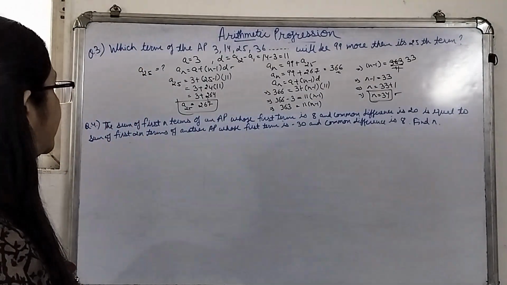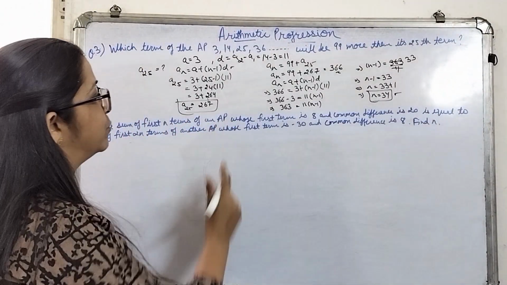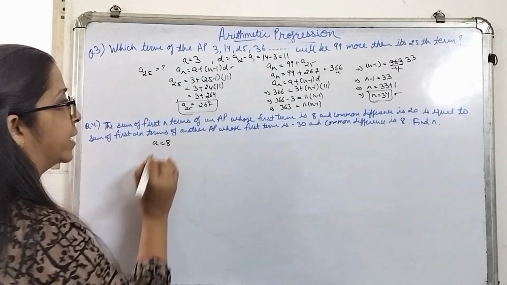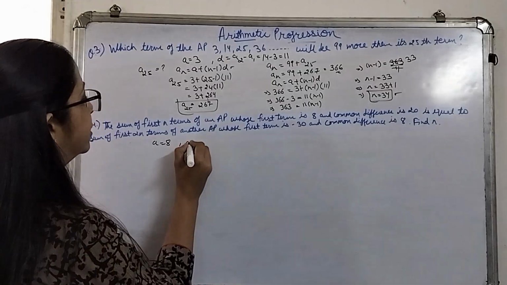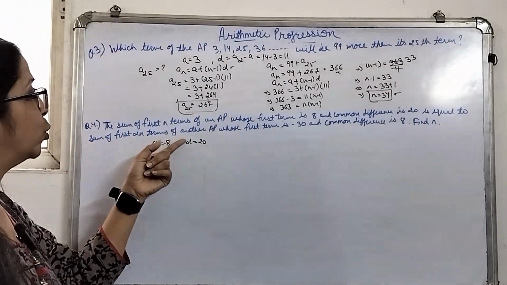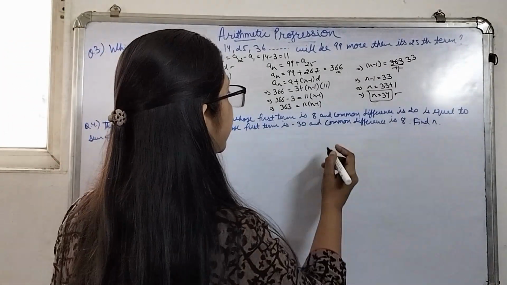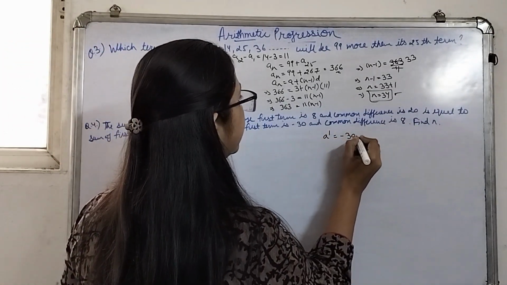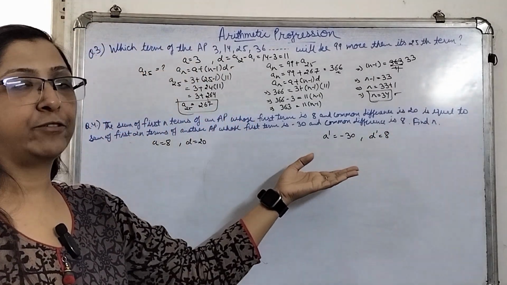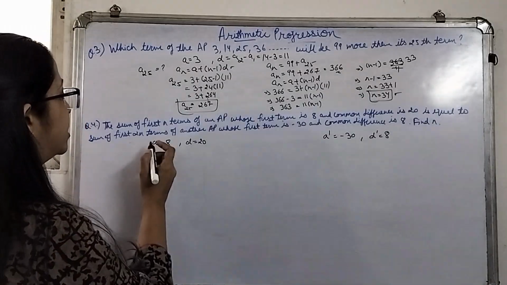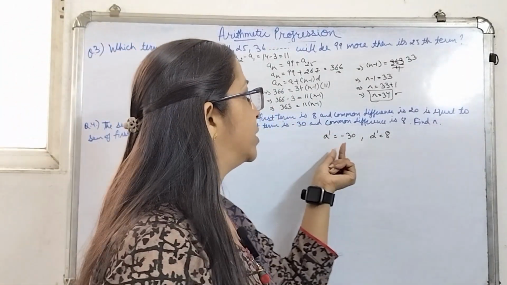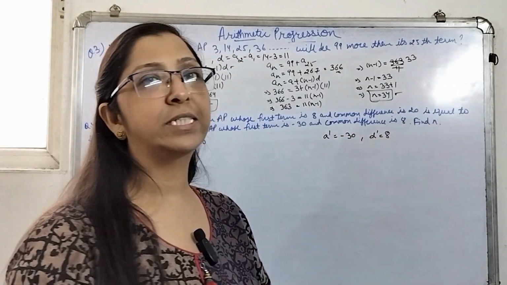Now let's see another question. The sum of first n terms of an AP whose first term is 8 and the common difference is 20 is equal to the sum of first 2n terms of another AP whose first term is minus 30 and common difference is 8. So over here 2 APs are given to us. For the first AP, the first term is 8 and the common difference is 20. For the second AP, the first term is minus 30 and the common difference is 8.